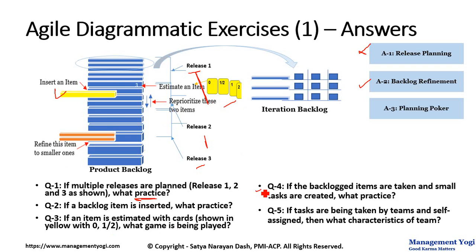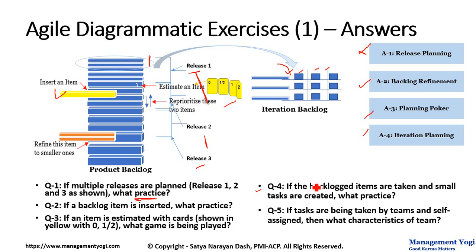Then question number 4. If the backlog items are taken and small tasks are created, what practice? So that is, we have taken the backlog items from here and we are breaking down the backlog items into the smaller items. So this practice is, we are creating an iteration plan, and that is happening in iteration planning event or iteration planning event practice. So that is the answer. Answer will be iteration planning.